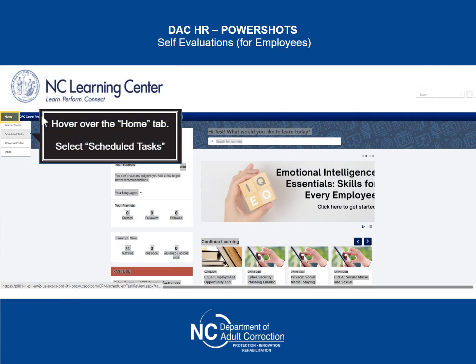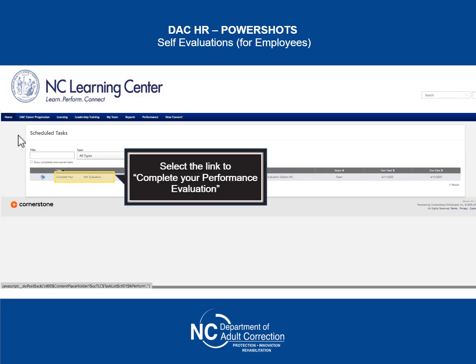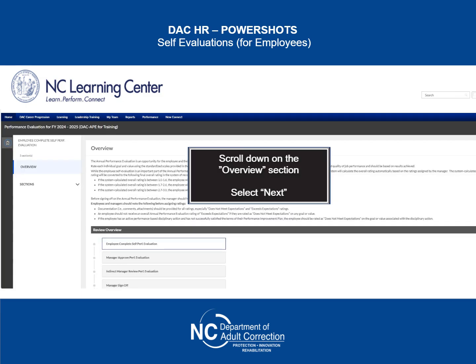Hover over the Home tab. Select Scheduled Tasks. We'll click on the link to launch and complete our annual performance evaluation. The overview of the self-evaluation will open. Scroll down to select Next.